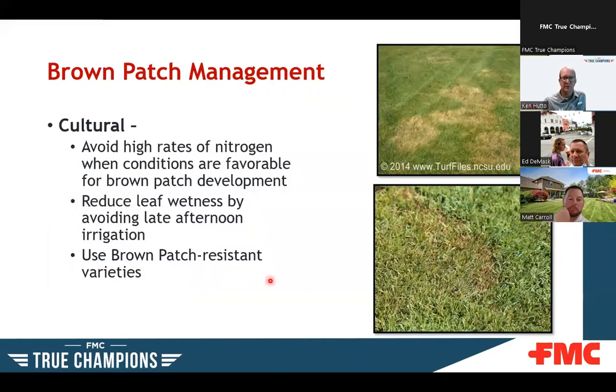Culturally, again, we talked earlier about avoiding high rates of nitrogen when conditions are favorable to brown patch. I think that's still applicable, but with the advancement of new turfgrass types and varieties, you are starting to see tall fescues that aren't as susceptible to brown patch as the older varieties. So if you're in an area that is constantly battling brown patch on tall fescue, you may want to look at some of these newer, more brown patch resistant varieties. Certainly reducing leaf wetness in the late afternoon is going to be important if you have any control over the irrigation system, but a lot of times you unfortunately don't have that control. You can just make the recommendation.